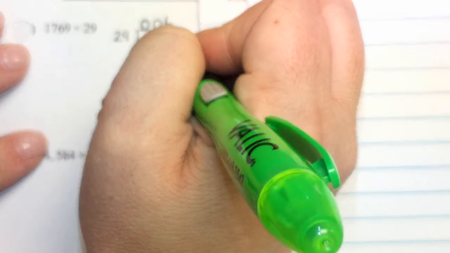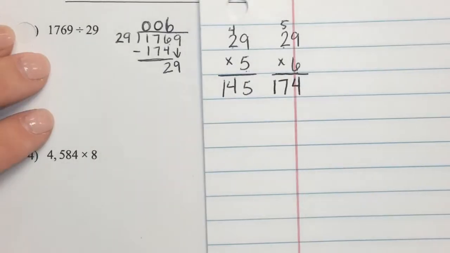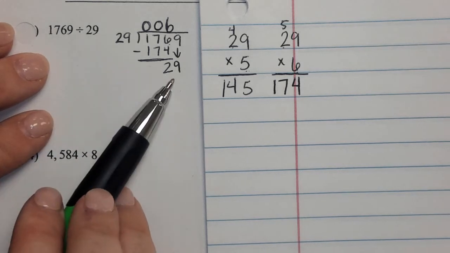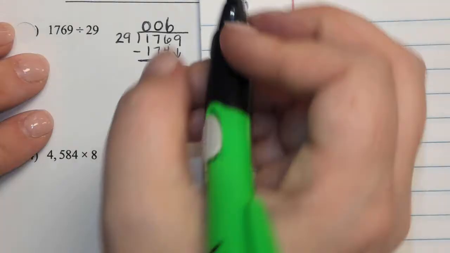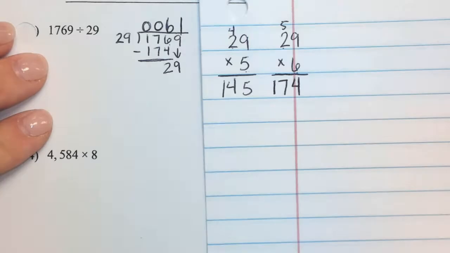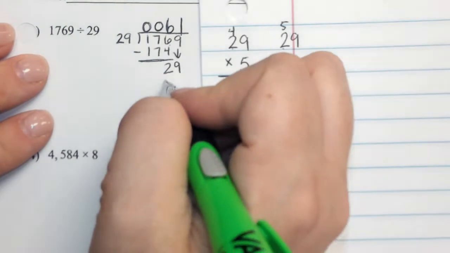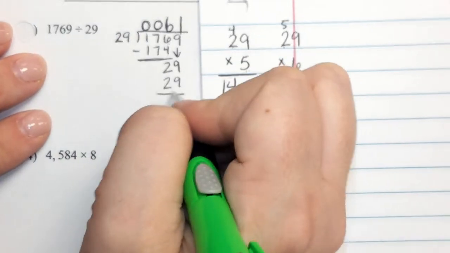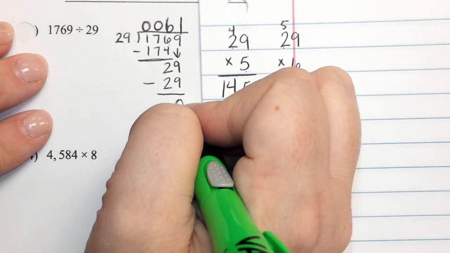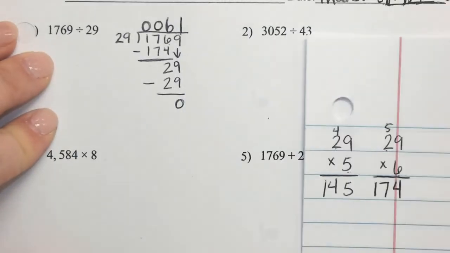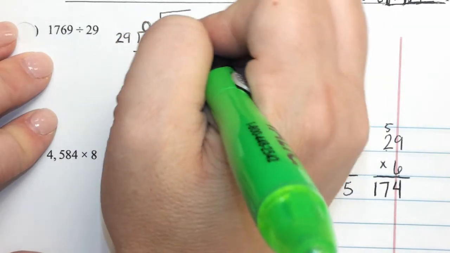All right. So this one's kind of easy, but this can be confusing. I need to see how many times 29 will go into 29. Sounds weird when I say it out loud. 29 will go into 29 one time because they're the same number. All right, and then I get 1 times 29 is 29, and when I subtract that, do I have anything left over? No, there's nothing left over. So my answer here is 61.